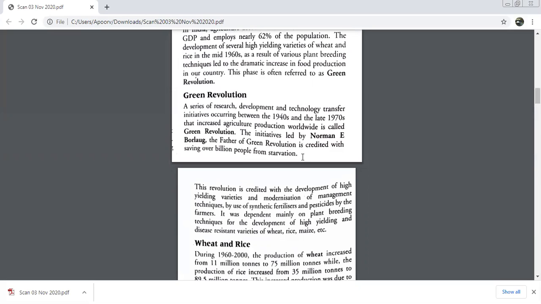Basically, the initiative was taken by Norman Borlaug. He is known as the father of Green Revolution. So billions of people were saved from starvation. High yielding varieties were developed. Management techniques were improved. Synthetic fertilizers and synthetic pesticides were given to the farmers. So basically a lot of plant breeding techniques were used so that high yielding, disease resistant varieties were there.